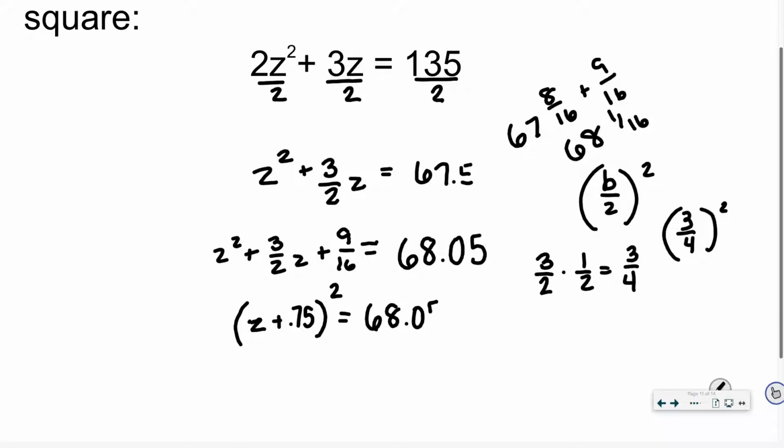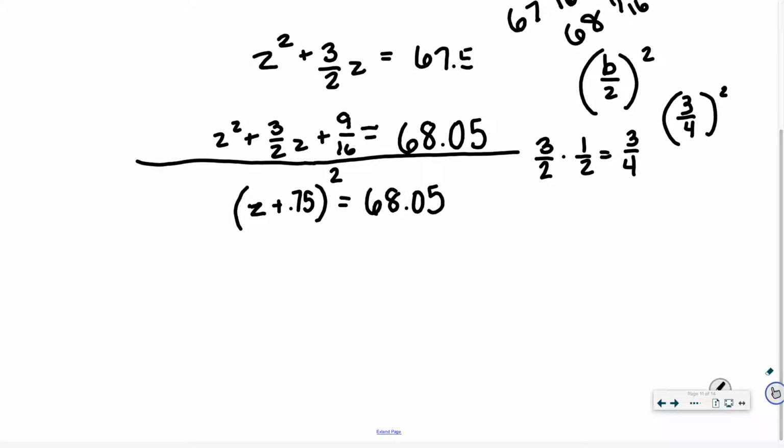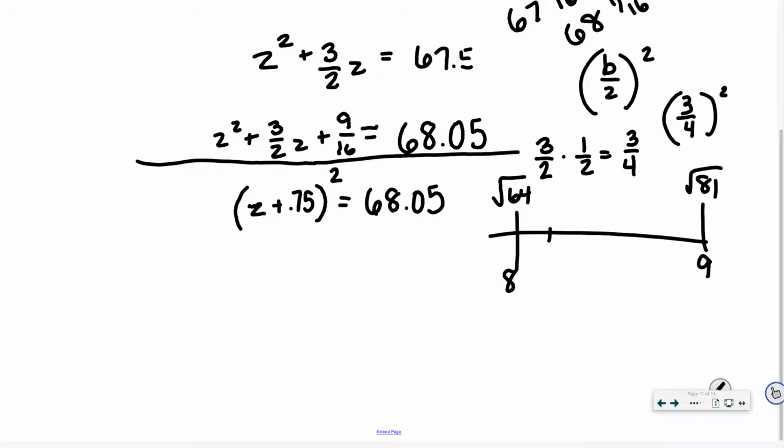68.05. Now, if you were asked to keep going and even if you had to just estimate the square root, what should the square root of 68 be around? Yeah, it's going to be between 8 and 9. The square root of 64 is 8. The square root of 81 is 9. What do we think? 8.2?